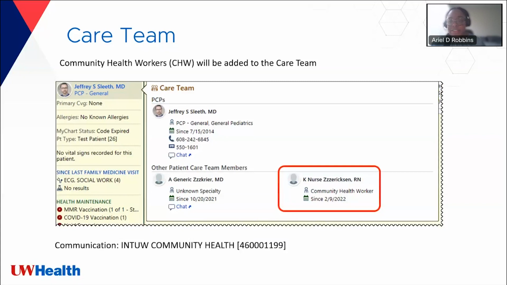And then the next few slides are just some visuals of what it looks like in Epic. So this is the actual community health worker added in that actual care team in Epic, and you see that down here in red. Just as you would have the PCP or the OB provider listed in that care team, the community health worker is in there as well.